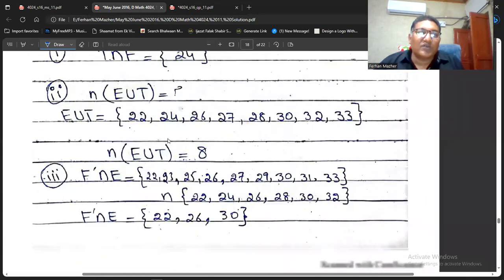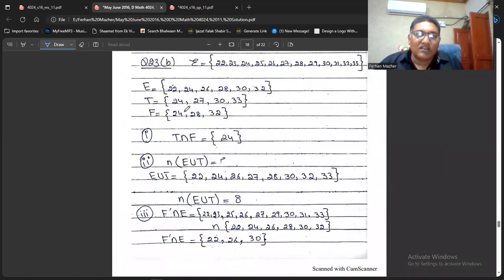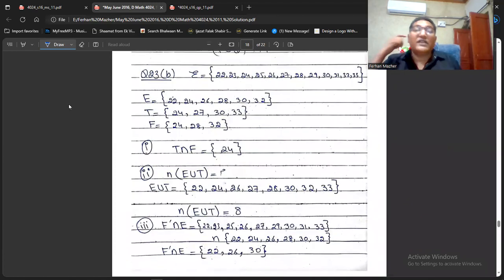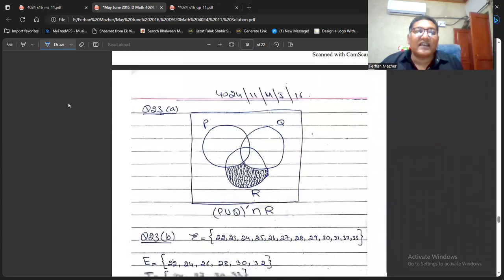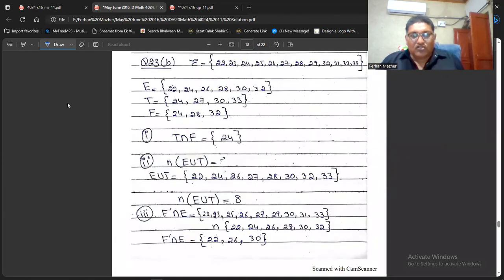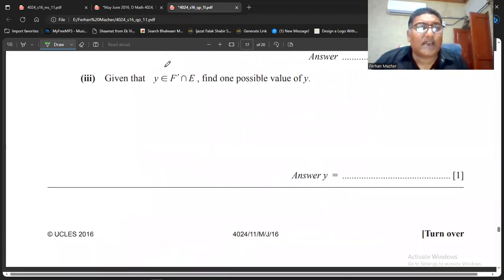Let me show you the whole question. So the whole question number 23, this is the B part. The A part is this diagram. So the whole question 23 is showing up on your screen. You can pause the video. You can take your time with this question.